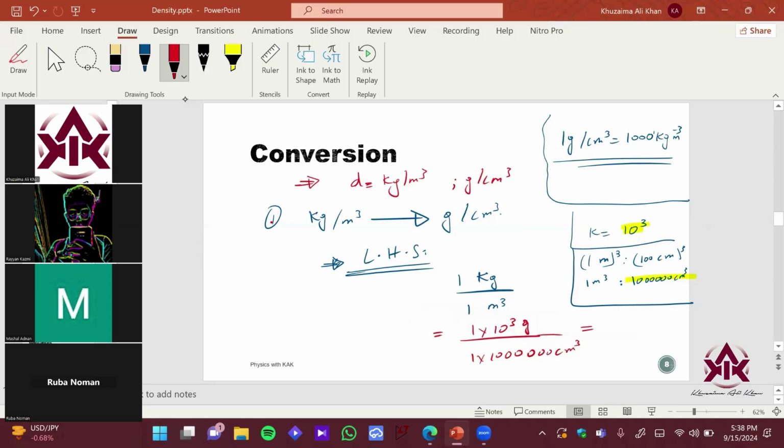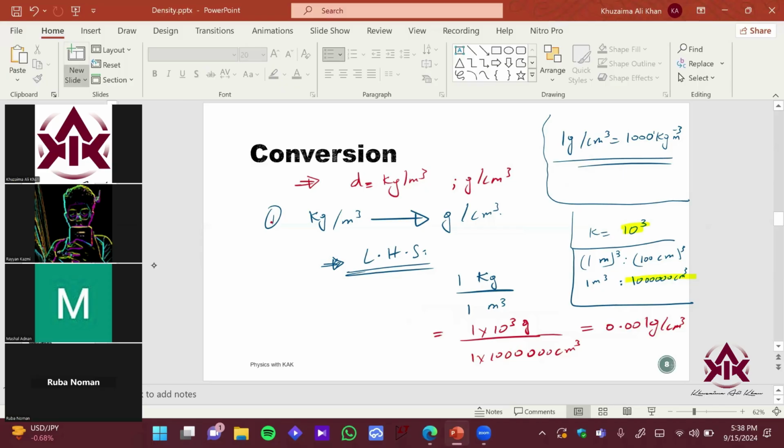Imagine you have a 3D cube, right? You have a 3D cube. Imagine it contains liquid, right? So inside the liquid, particles are slightly away from each other.